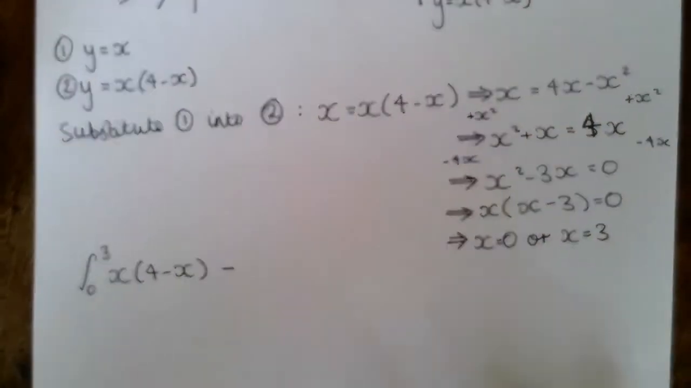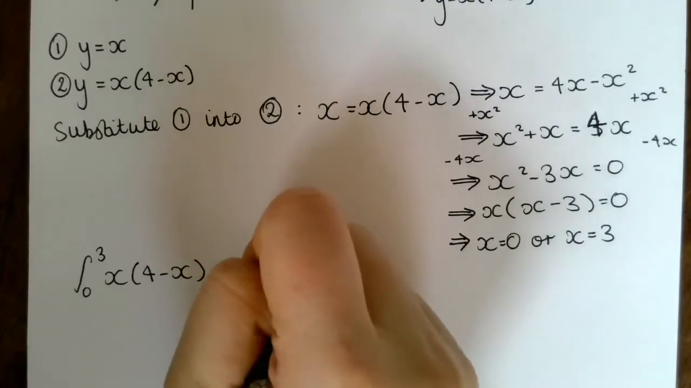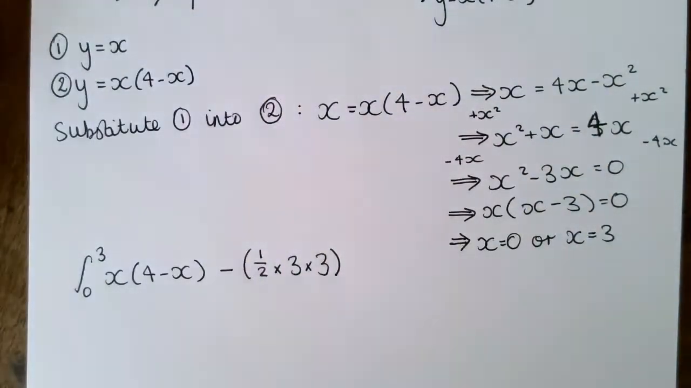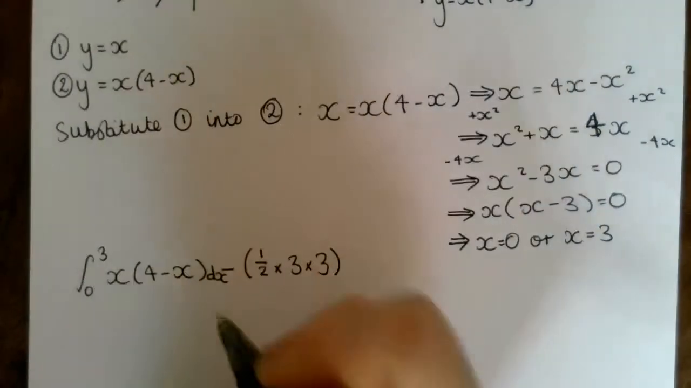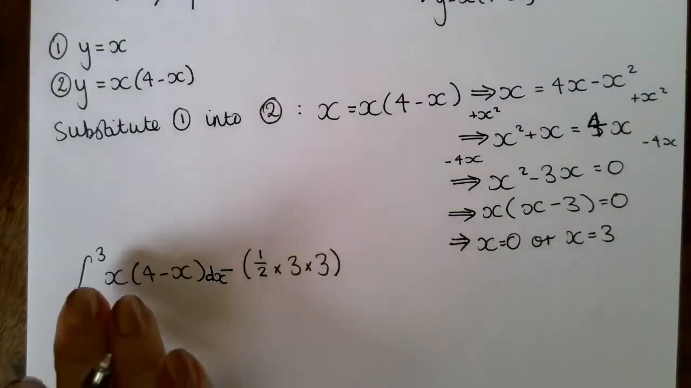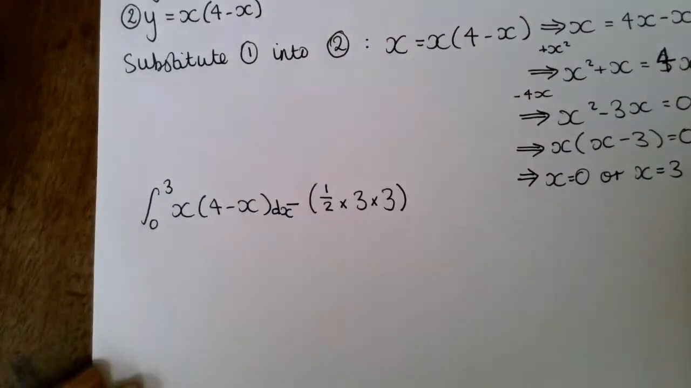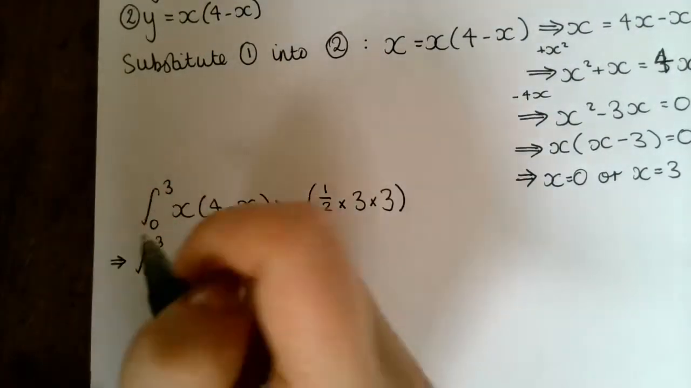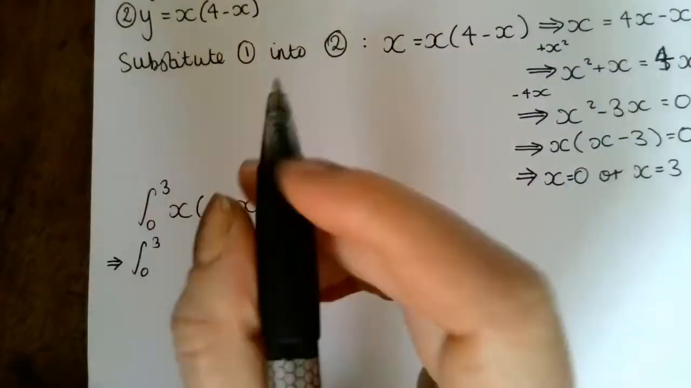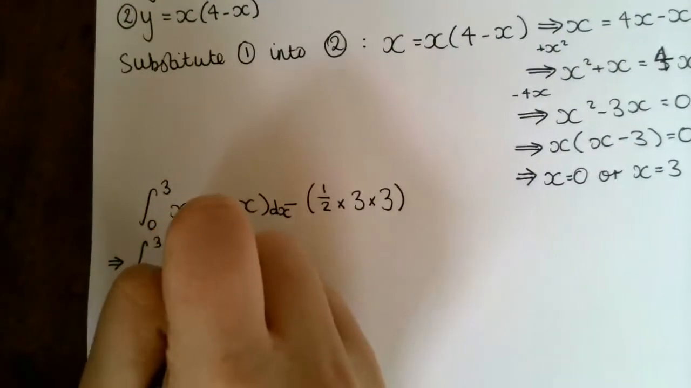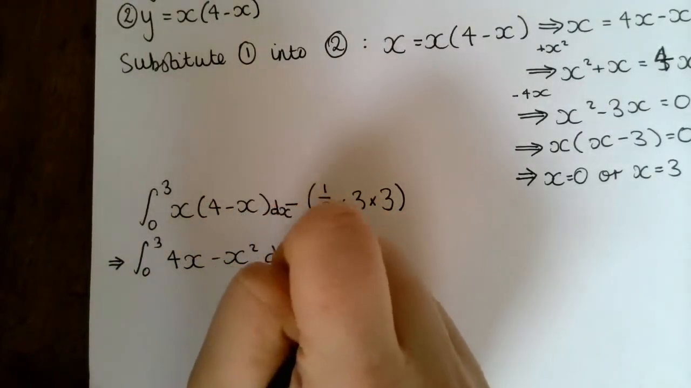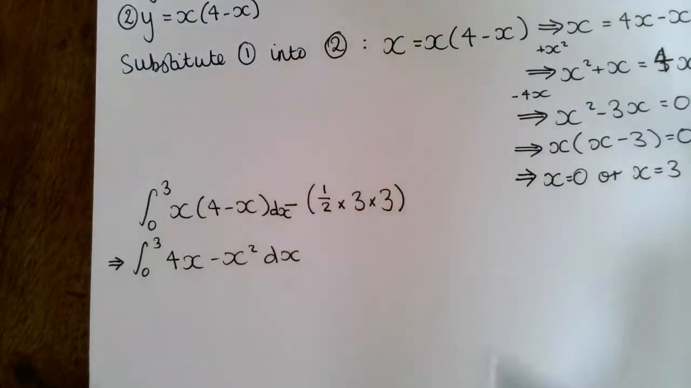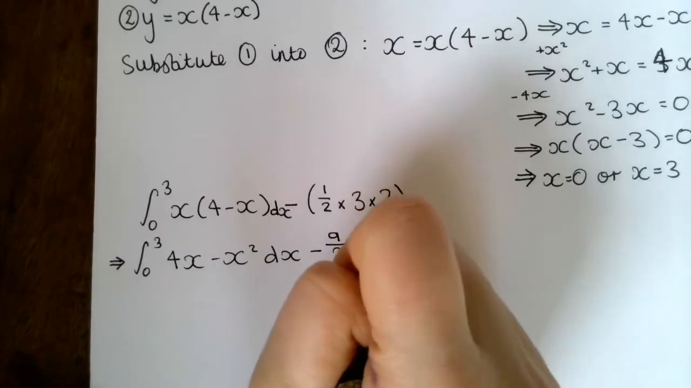So to find the area of the triangle, I'm doing a half times base times height. That should say dx there. So I'm going to subtract that area from that integral. So I'm going to start by expanding this bracket here so that I can integrate term by term. And I'm going to work out what this bracket is equal to here. So a half times 3 times 3, that is 9 over 2.